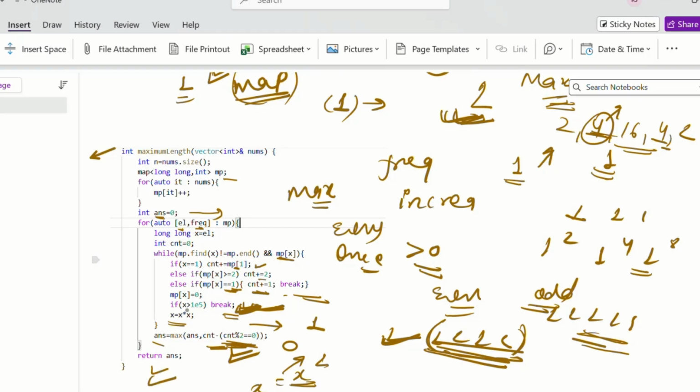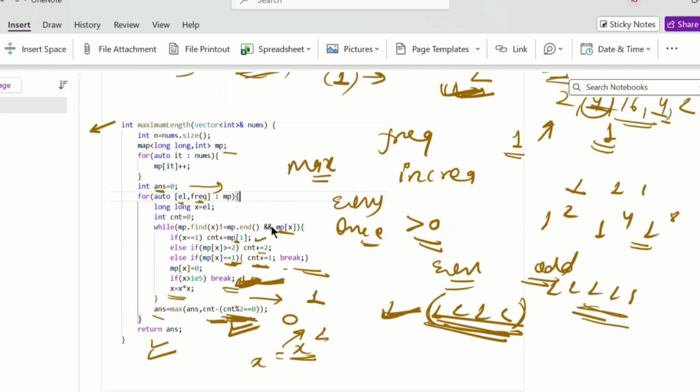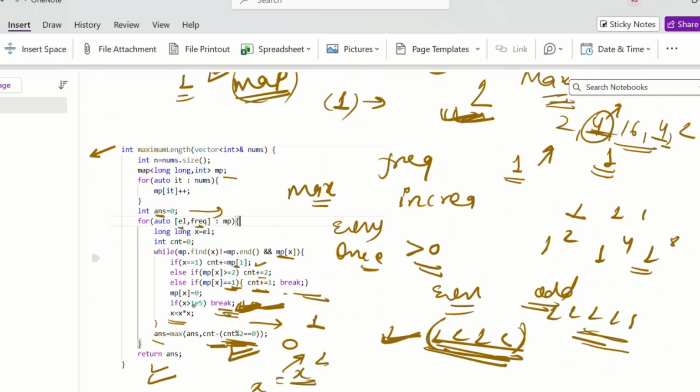Now, why am I doing this x greater than 1e5 here? Because if you see the constraint, my length can go maximum up to 10 to the power 5. If I do 10 to the power 5 times 10 to the power 5, it will go to 10 to the power 10, and my nums[i] is maximum 10 to the power 9. So this is not a valid scenario. So I can basically break my solution if my x is greater than 1e5.